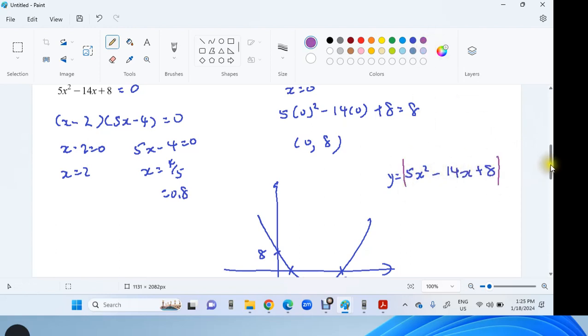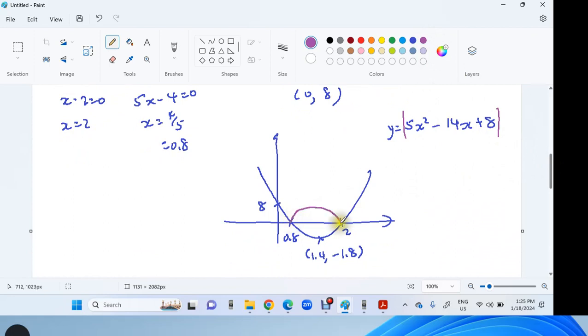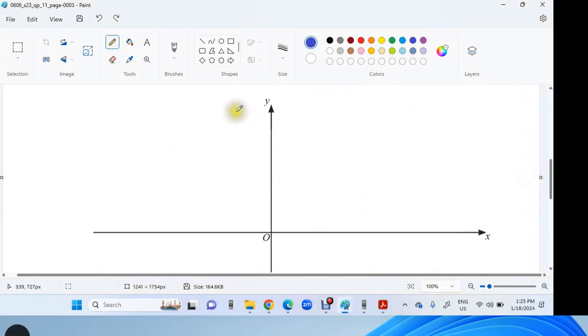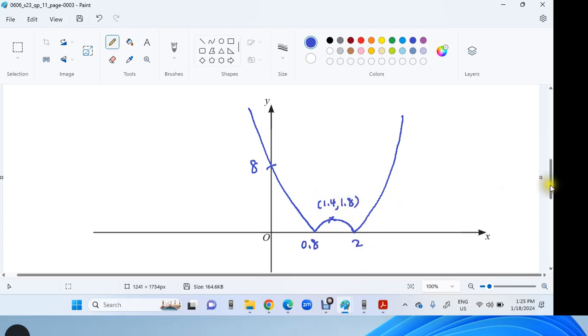If we take the modulus of this one, then the graph will be here. Okay, so this is how the graph looks like. What we will have here is something like this. We have 8 here. This is 0.8, this is 2, and this is (1.4, 1.8).